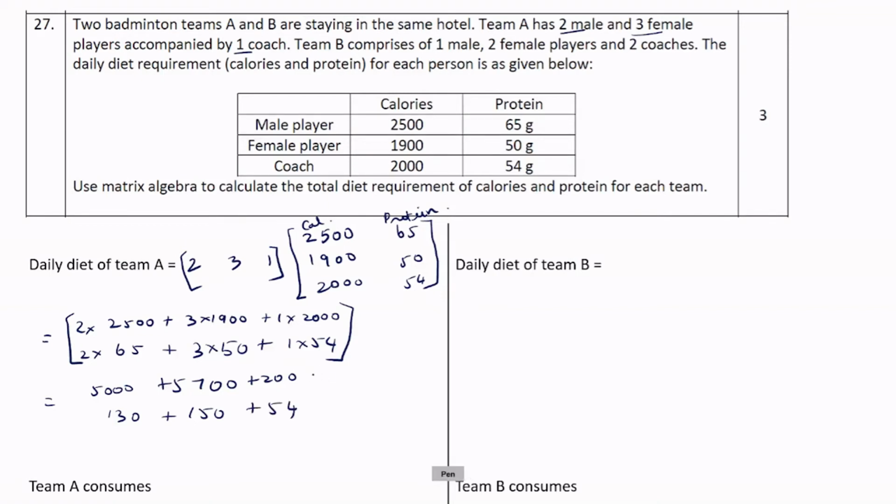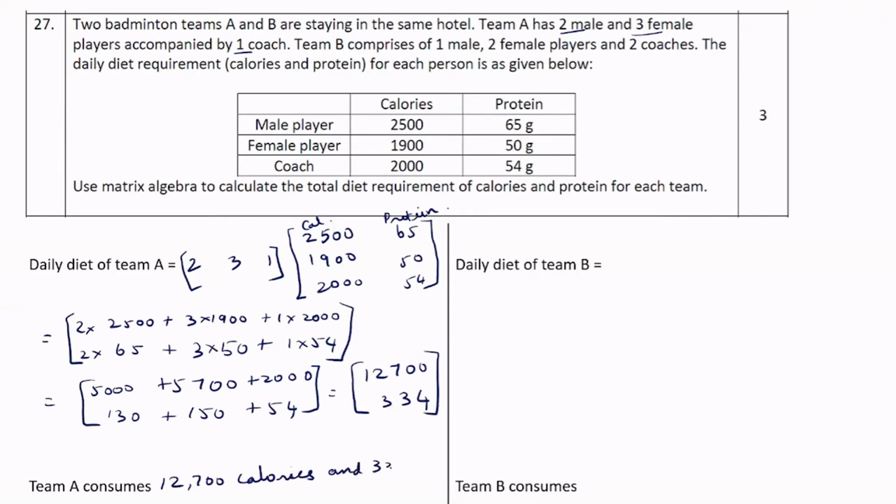It is ordinary matrix multiplication that has to be performed to find the answer. So when we add all these, we get this as 12,700 and here it is 334. So this is the amount of calories required and this is the amount of protein required. So team A consumes 12,700 calories and 334 grams of protein.